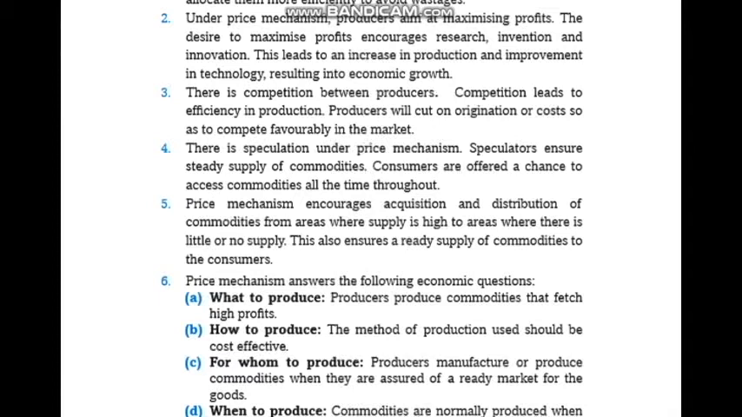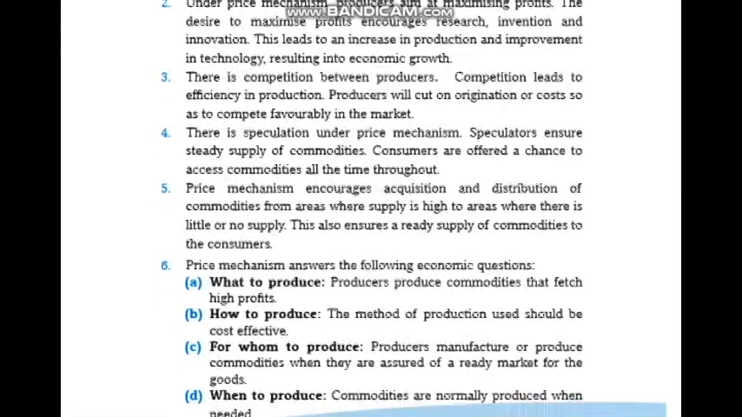So third, there is competition between producers. Because there are many producers operating free without government intervention, there is competition because there is a free entry and a free exit.